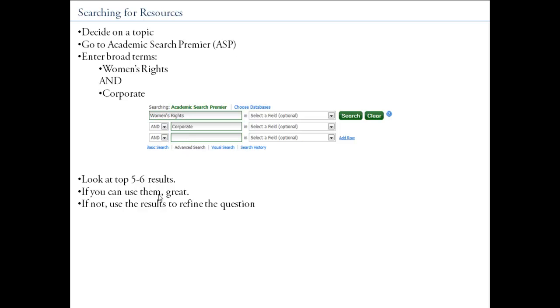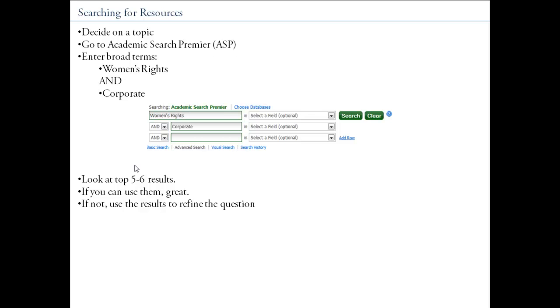Look at the top 5 to 6 results when you do your generic search. Don't go through all the results. Just look at the first 5 to 6 results. If there are one or two you can use, fantastic. Keep those one or two resources aside, and then use the rest of the results to refine your question.